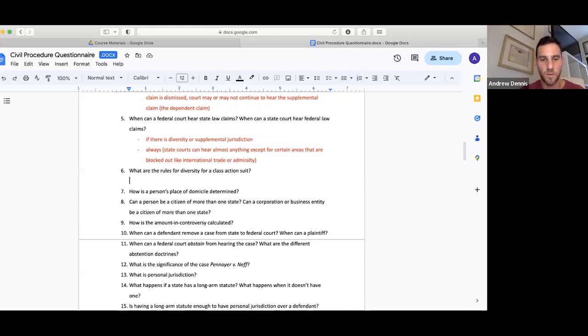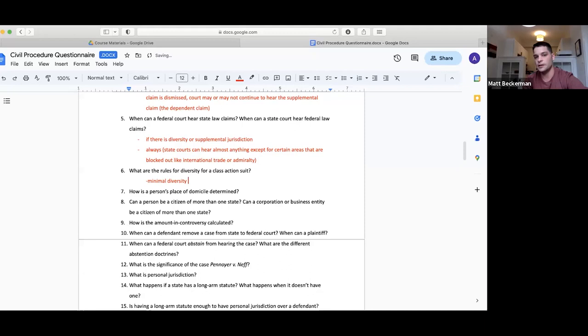What are the rules for diversity for a class action suit? Anyone in the class have any ideas? This is also very arbitrary. Okay, then what is it? So minimal diversity is required: if any member of the plaintiff class is a citizen of a state different from any defendant.